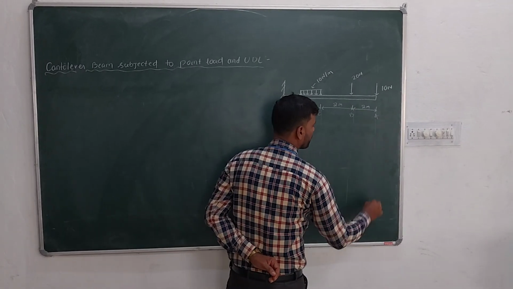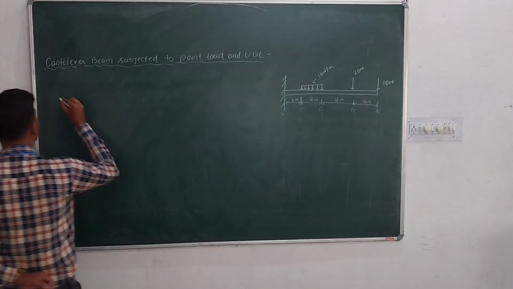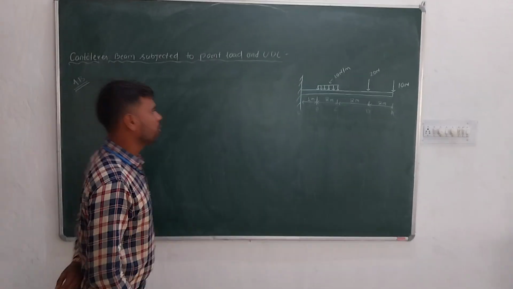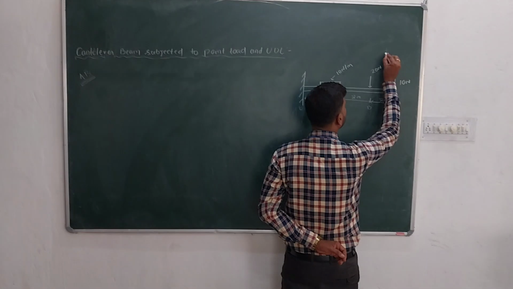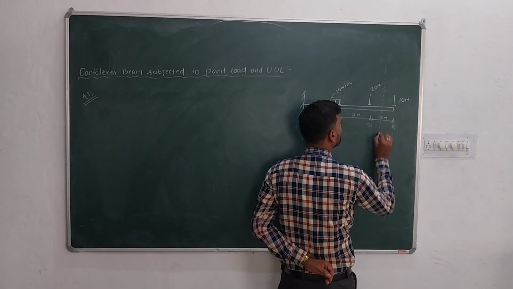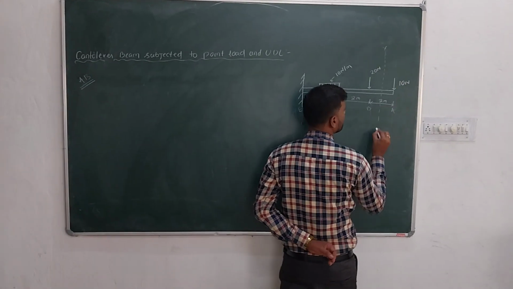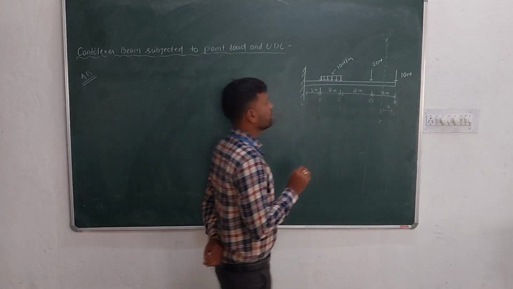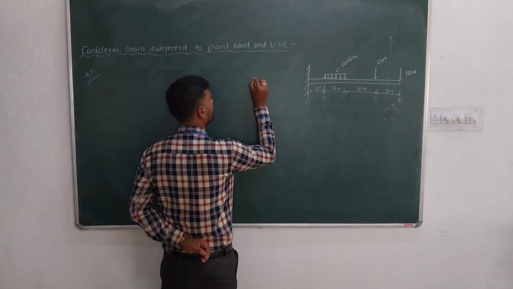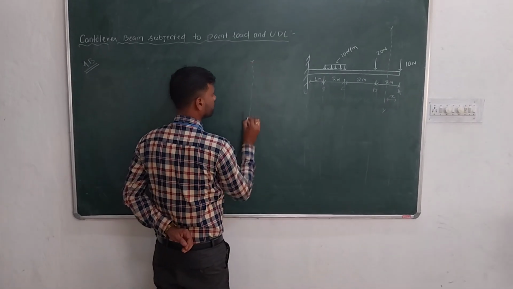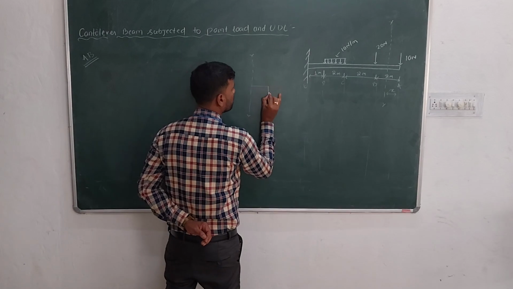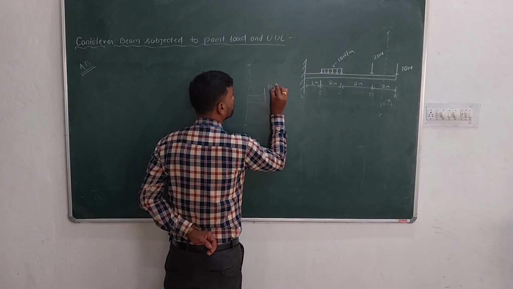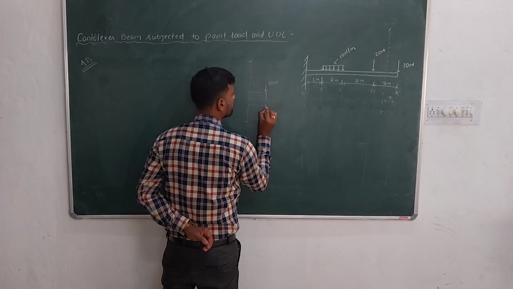For that purpose, first we will take the section AB of the beam. We will take one hypothetical cross section XX at a distance of x from the free end. Let us draw that one here. This is XX, and this is the portion on the right side of the beam, 10 Newton, and this distance is x.